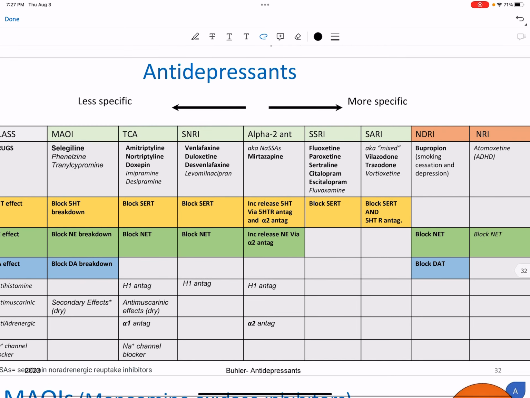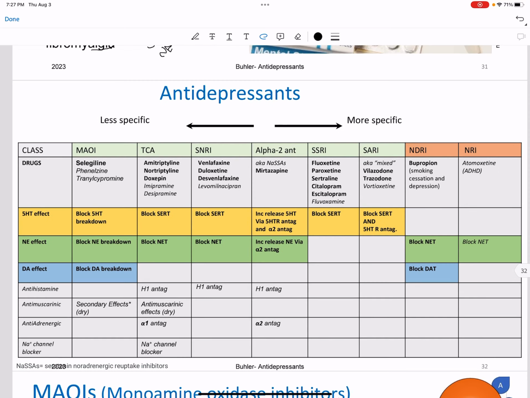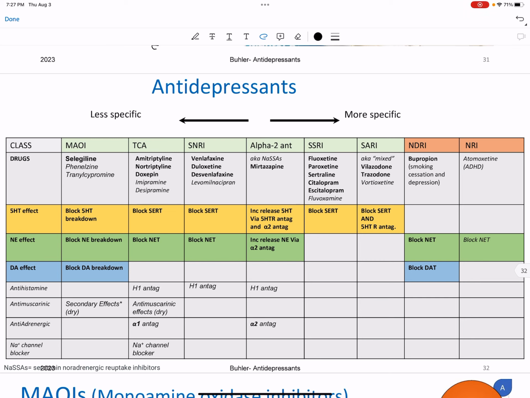So here is the great thing. I made you this. You can thank me later in person, but this is how I like to look at the antidepressants. So I like to look at them as less specific and more specific. Less specific would be a drug that affects a ton of different things, and more specific would be a drug that affects only a couple of different things. And hopefully, as a pharmacologist, our goal would be to be as specific as we possibly can so that we don't get adverse effects that we don't need.